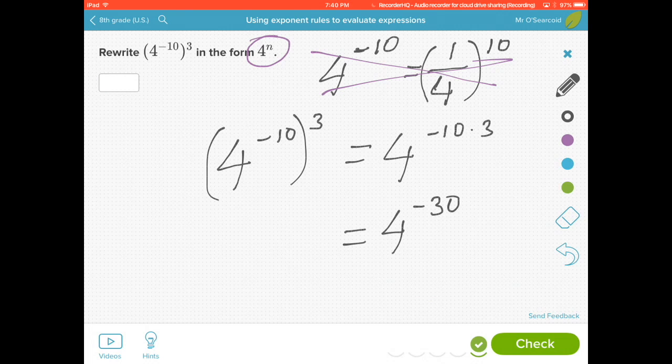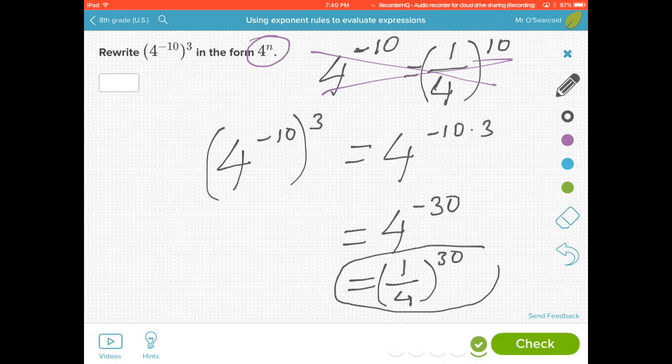Okay? Now, of course, it would work exactly the same way. We could eventually get that to be equal to 1 over 4 to the 30, which is our final answer, but we don't need that again because we're being told that we want 4 to be the base. So our answer is going to be 4 to the negative 30.